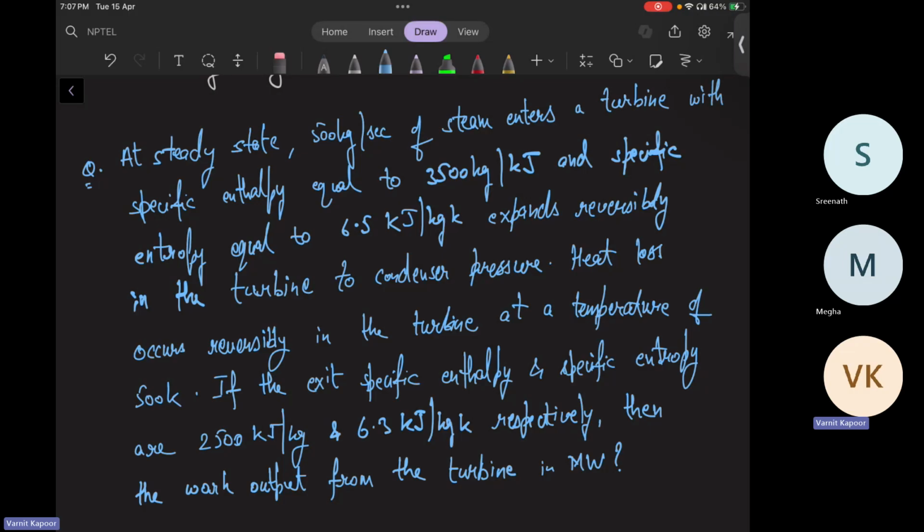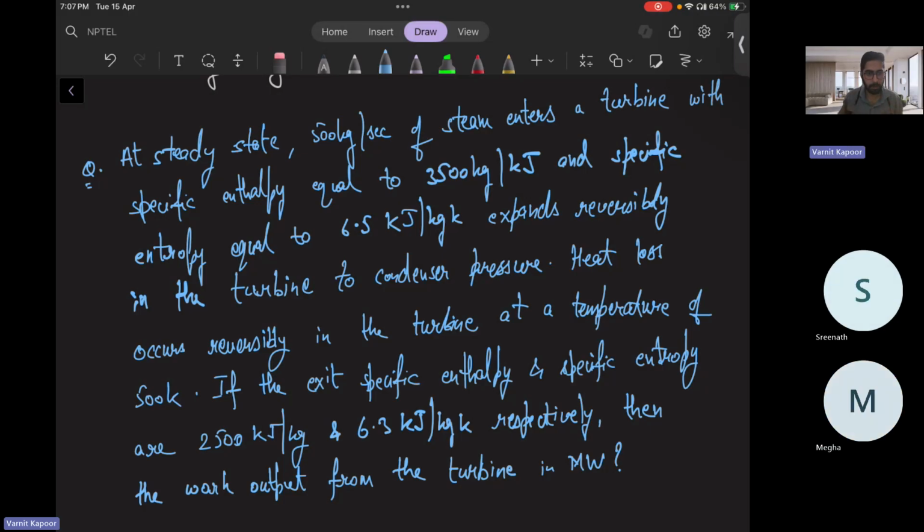Okay, I guess most of you have done. Let us solve this question. So it said that there is a steady state situation given to you. It said that 500 kg per second of steam is entering a turbine. The specific enthalpy is given, the specific entropy is given to you. It's a reversible process in the turbine.